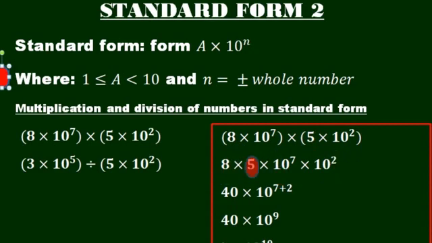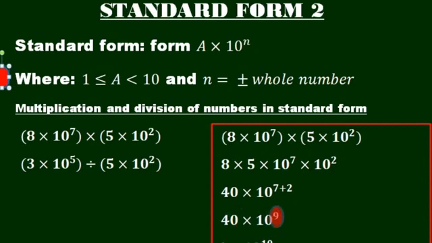Then we multiply 8 times 5, which gives us 40. Here we use the laws of indices. What are we going to do? We are multiplying, so we add the powers: 7 plus 2. So at the end of the day, we have 40 times 10 to the power 9.